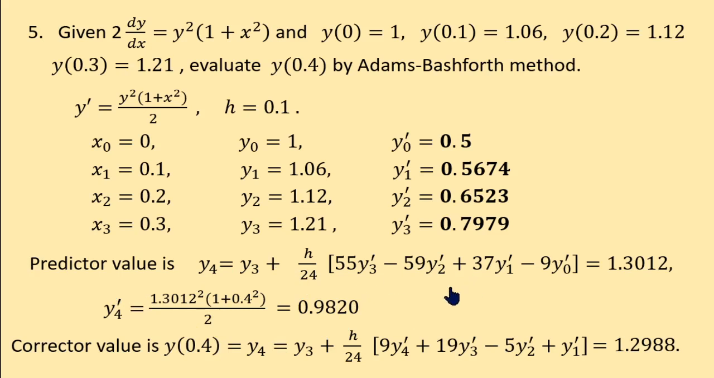Taylor series method, modified Euler's method, fourth order Runge-Kutta method, Milne's predictor corrector method, and Adams-Bashforth predictor corrector method. So 5 methods. I discussed all the methods in this video.